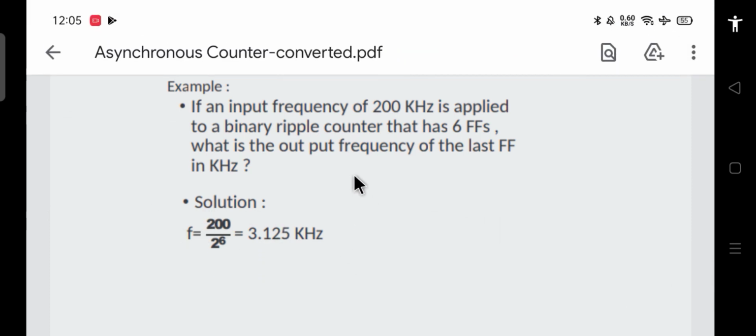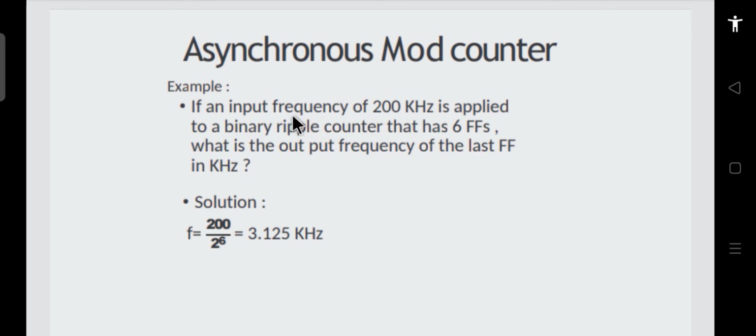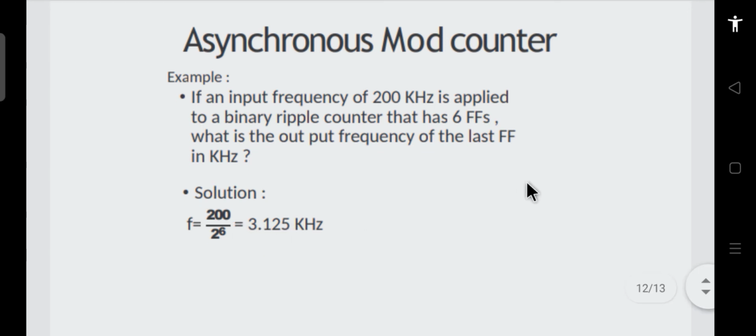So if the input frequency is 200 kilohertz, what is the frequency at the output of the sixth flip-flop? How will you determine it? You determine the input frequency divided by 2 to the power number of flip-flops. So if it is 6 flip-flops, it is 2 to the power 6. This very simple equation will give you the solution, and that will be your answer. Check whether it is correct or not.